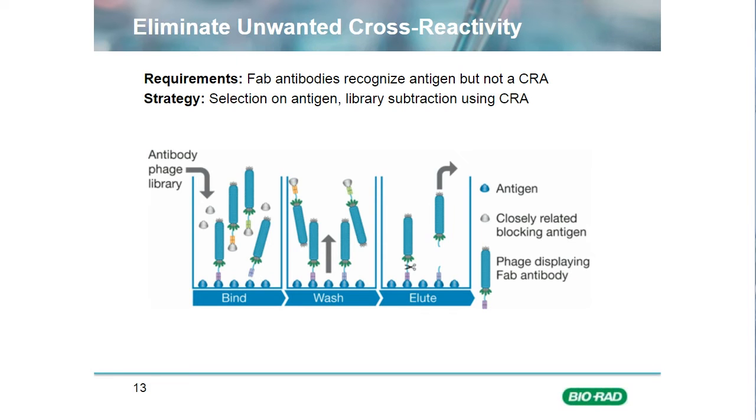And when employed across all 3 panning rounds, the overall effect of this is to deplete the antibody library of any cross-reactive antibodies, and really only enrich for those phage displaying antibodies that recognize features that are uniquely present on the target analyte, but are not present on the other proteins and the closely related antigens.